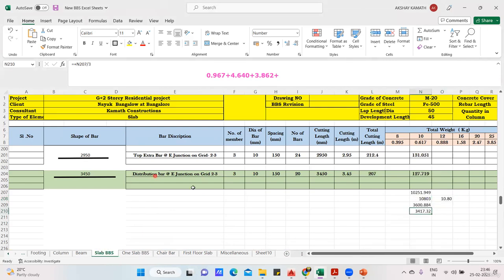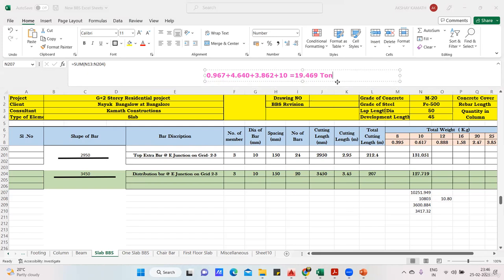So that is what I had done here. I'll get 10,251 kg, which is roughly 10 tons. So I'll write 10 tons here. Okay, is that okay? Now add everything. 4.640 plus 3.862 plus 10 plus 0.967. So I'm getting roughly 19.469 tons. Yeah, this is what I'm getting.